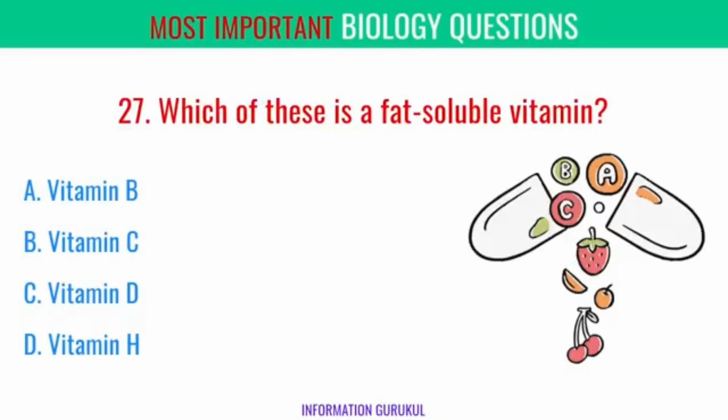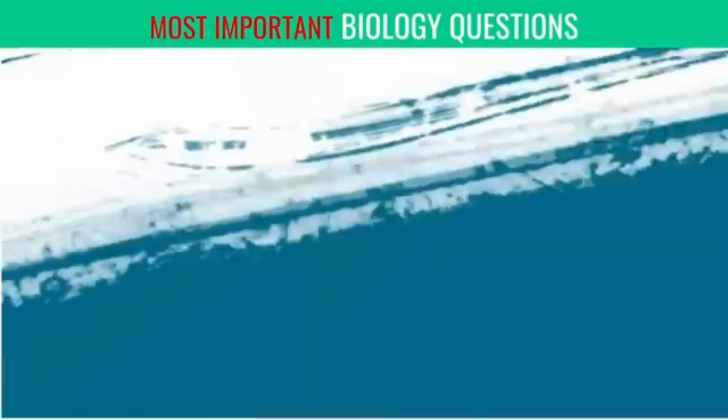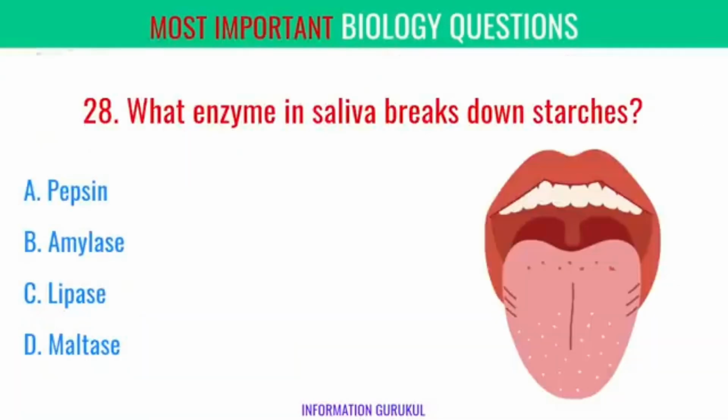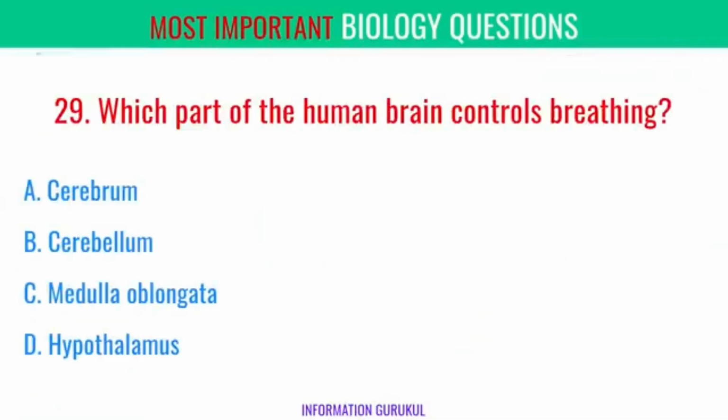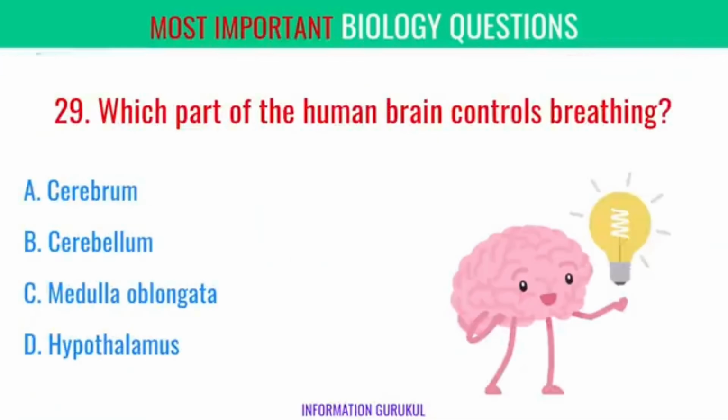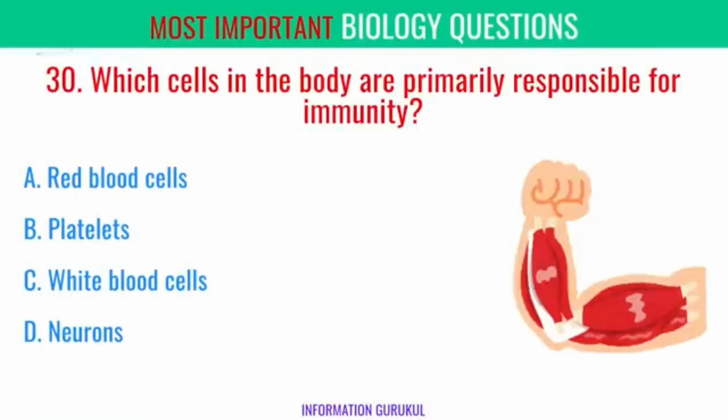Which of these is a fat-soluble vitamin? Vitamin D. What enzyme in saliva breaks down starches? Amylase. Which part of the human brain controls breathing? Medulla oblongata. Which cells in the body are primarily responsible for immunity? White blood cells.